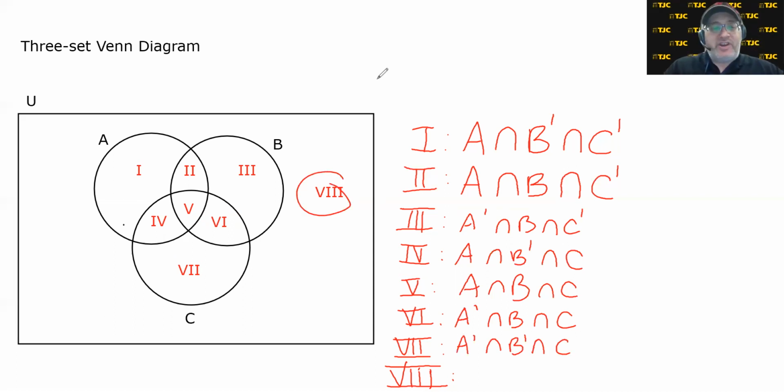Region 8 is outside of all the circles. So region 8 represents A complement, intersect B complement, intersect C complement. So it's not too difficult to identify each region individually in terms of intersections of circles and their complements. You simply have to ask yourself which circle a region is inside, which circle a region is outside, and then take the intersection accordingly.